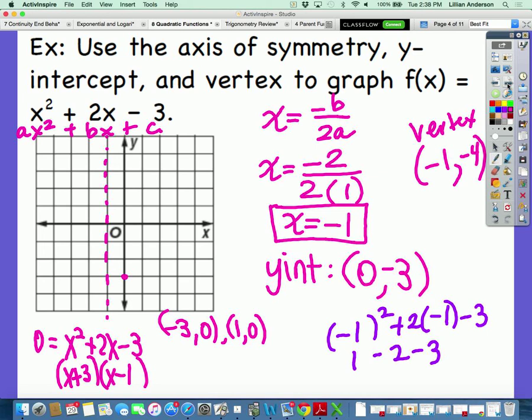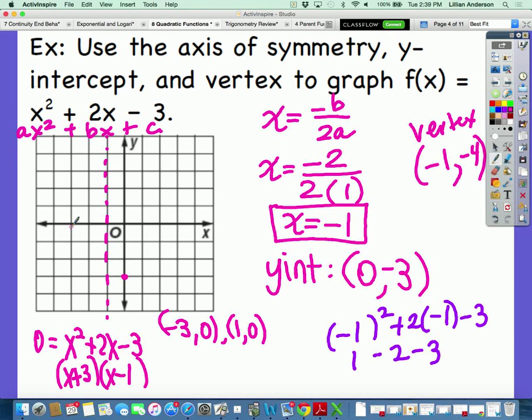Another way you can find your axis of symmetry is to take your x-intercepts and find the average between the two. Think about it. What is -3 plus 1? And if you divide that by 2, what do you get? -1. Why would you divide? Because the x-intercepts are halfway from your axis of symmetry, so it's like finding the mean.